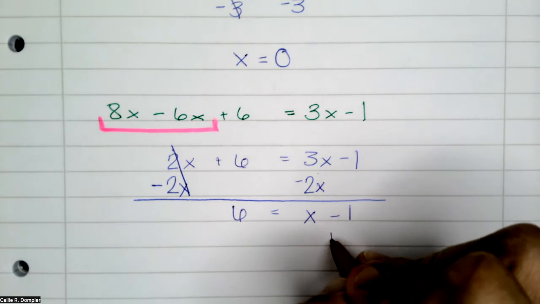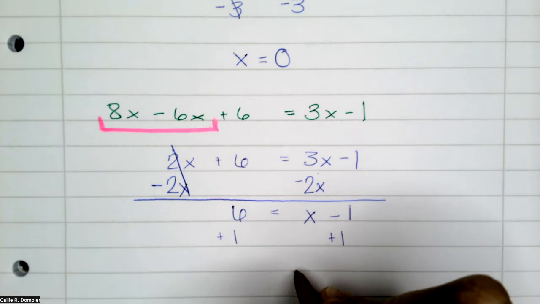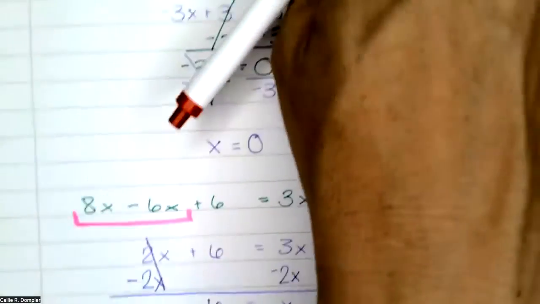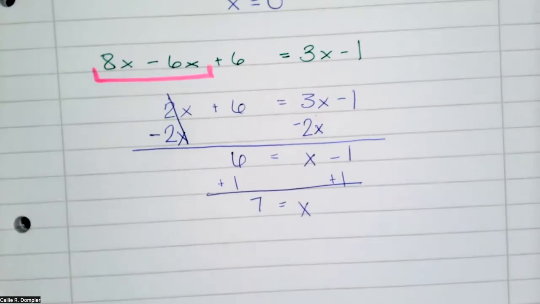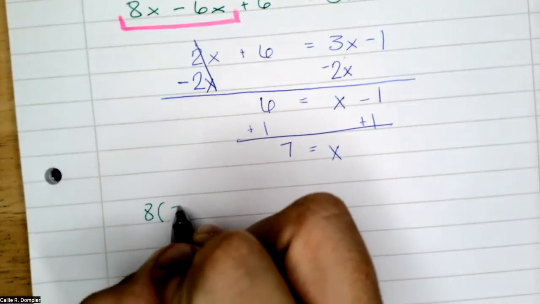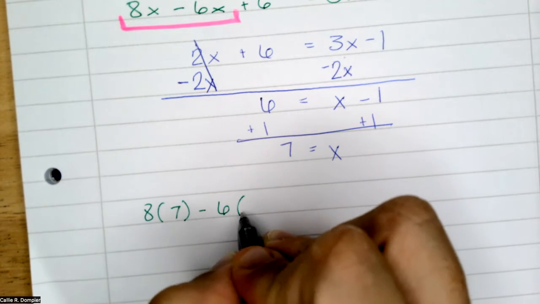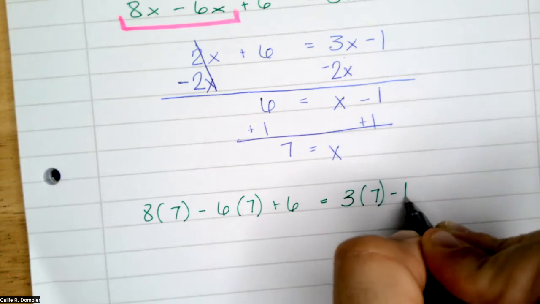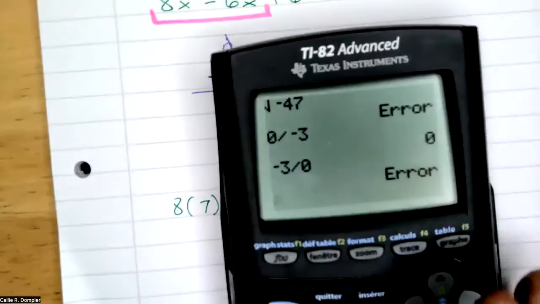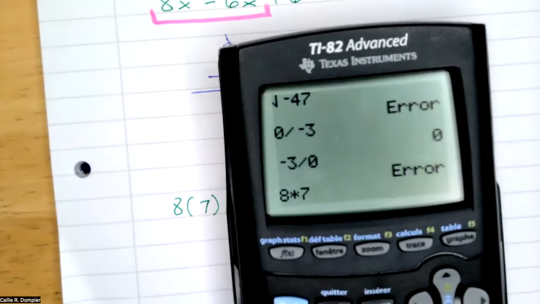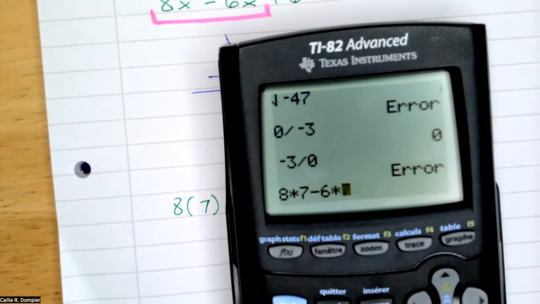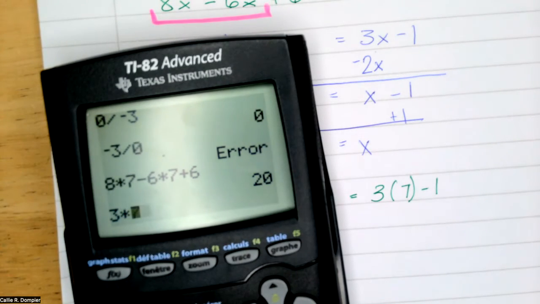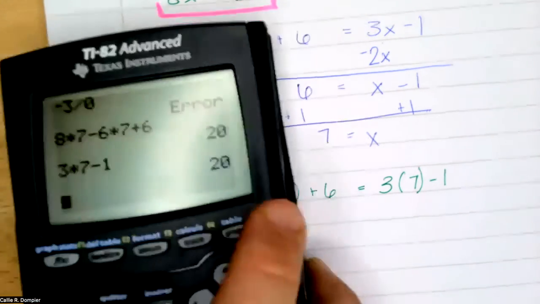Good, now I need to move that 1 over, so I'm going to add 1, x is 7. Good, you can put it back into your equation. So that equation was 8 times 7 minus 6 times 7 plus 6 equals 3 times 7 minus 1. Good. 8 times 7 minus 6 times 7 plus 6 is 20. And then 3 times 7 minus 1 is also 20.